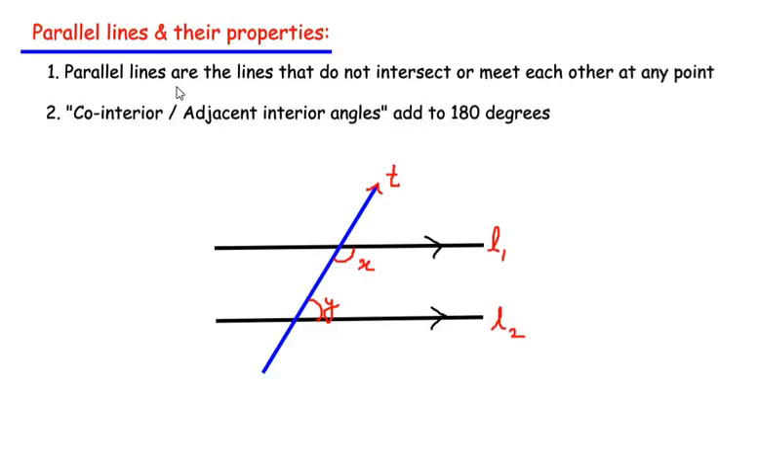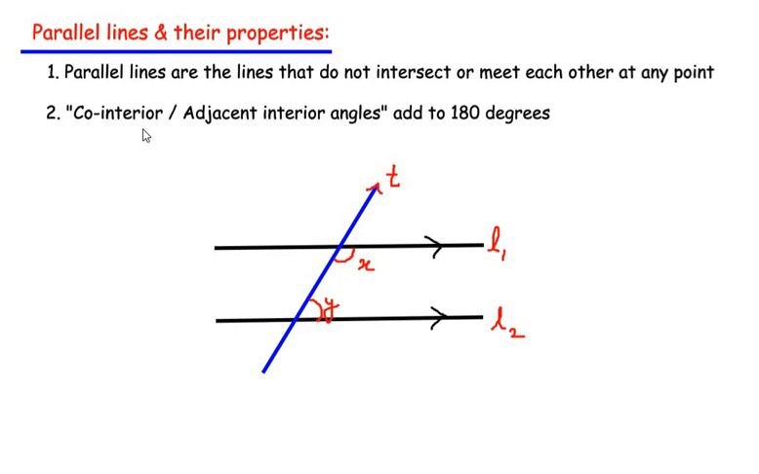Now here you can see that I have written parallel lines and their properties. Now the statement is parallel lines are the lines that do not intersect or meet each other at any point. You can see I have drawn 2 lines here, L1 and L2. They are in such a way that they will never cross each other or they will never intersect or meet each other. So this is the first property of the parallel line we need to remember.